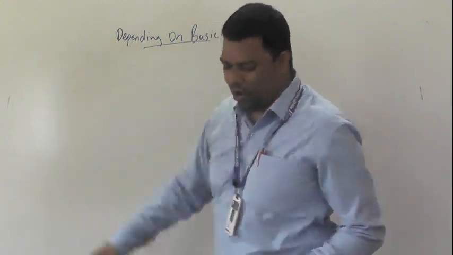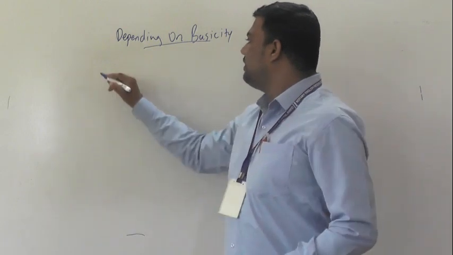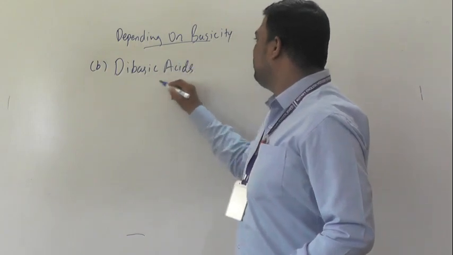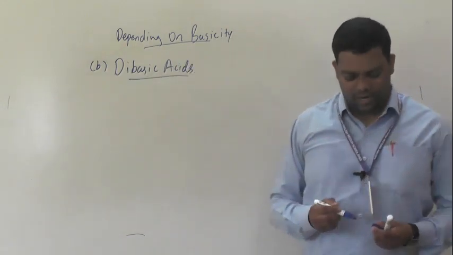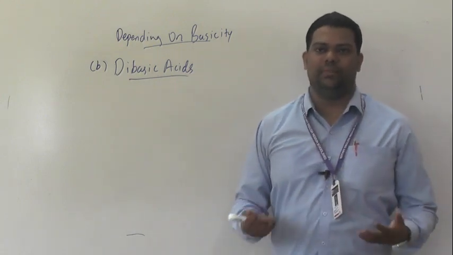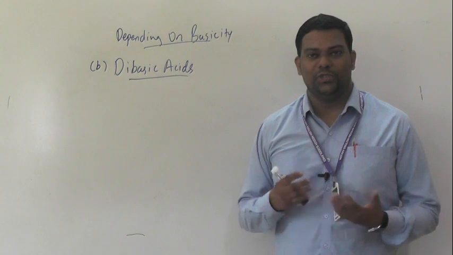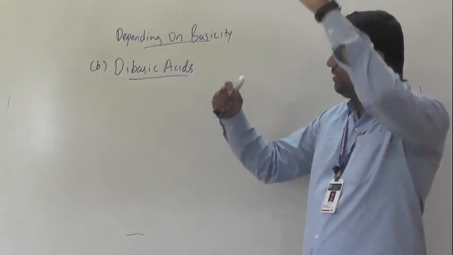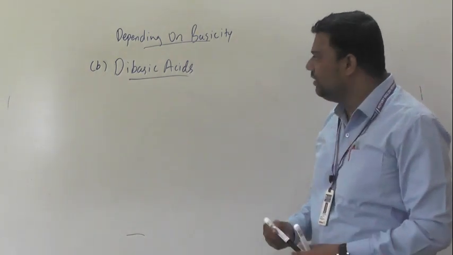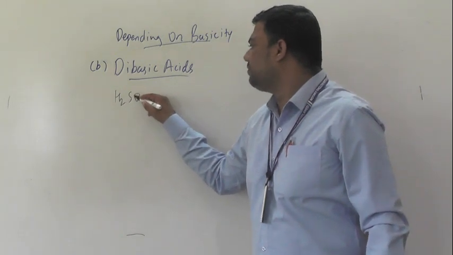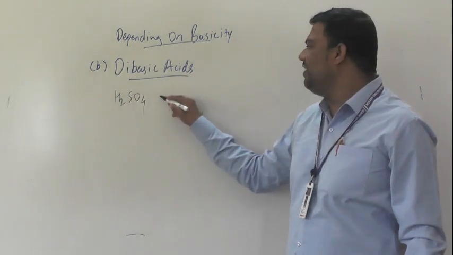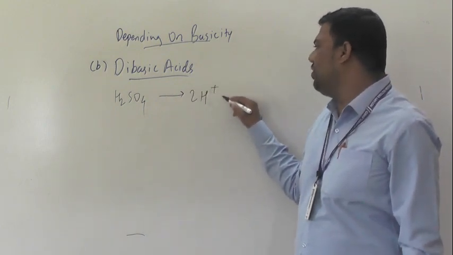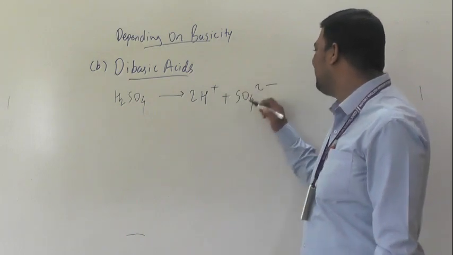Okay, now we will discuss part b here, dibasic acids. Small b is dibasic acids. So in dibasic acids, obviously how much? 2 H plus replaceable per molecule. So see, we can write examples here. H2SO4: how does it dissociate? Like that we can also write 2H plus plus SO4 2 minus.